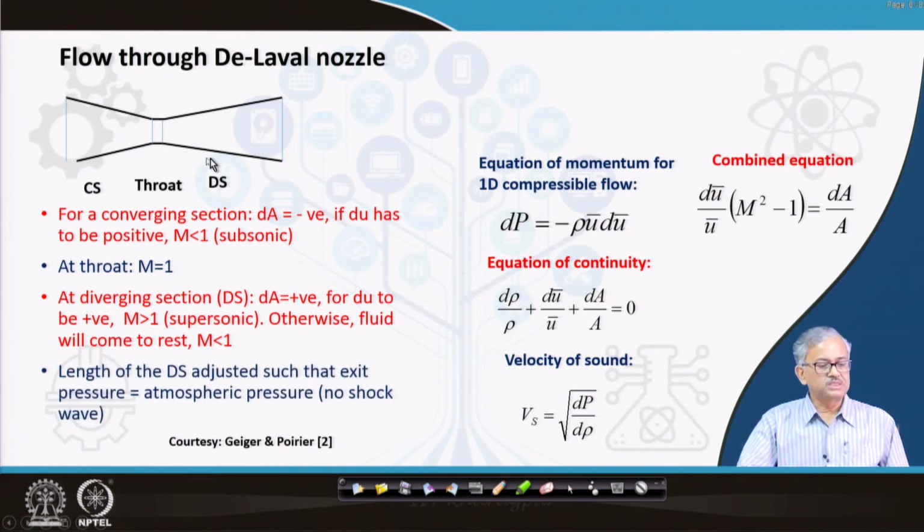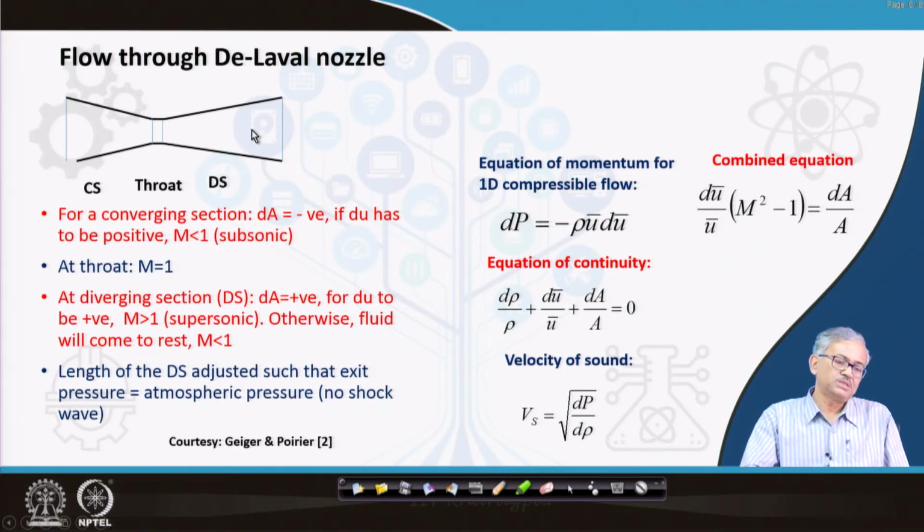And the length of the diverging section, now think about how we will select the length of the diverging section, because as the gas is flowing and as the gas is accelerating, its velocity is increasing. So, as a result, its pressure will be decreasing. So, when the gas is moving in this direction, it is accelerating, its pressure will correspondingly decrease, and you can design the length of the diverging section in such a way that when the gas emerges from the exit, its pressure becomes exactly equal to 1 atmospheric pressure.